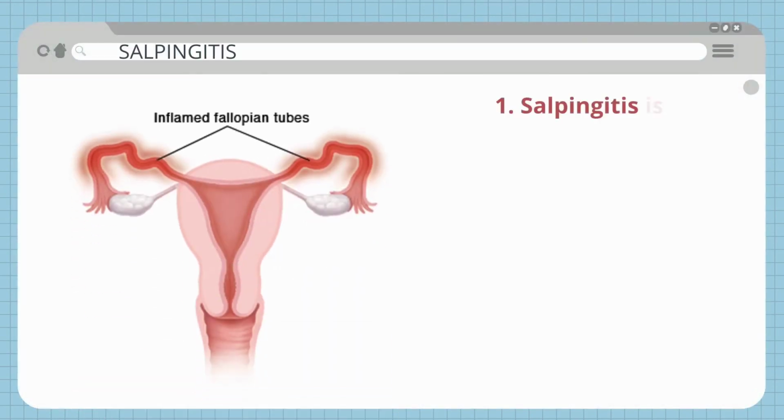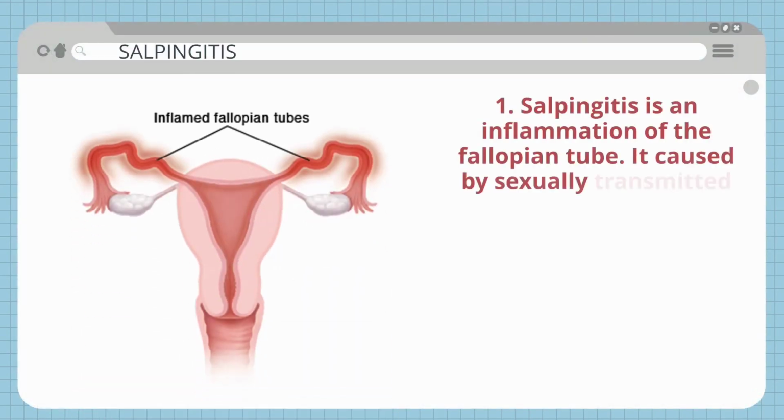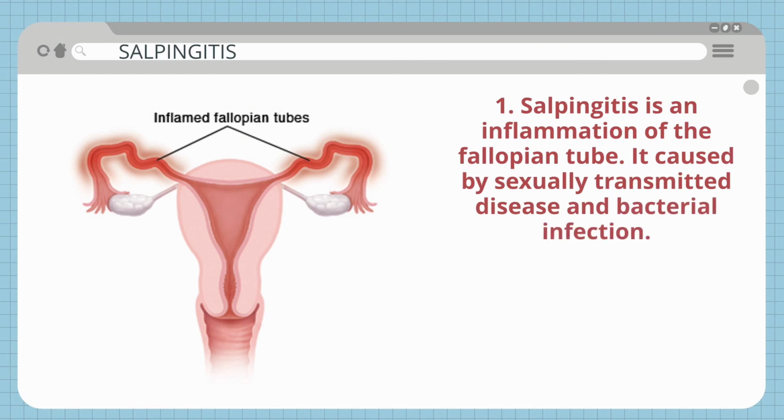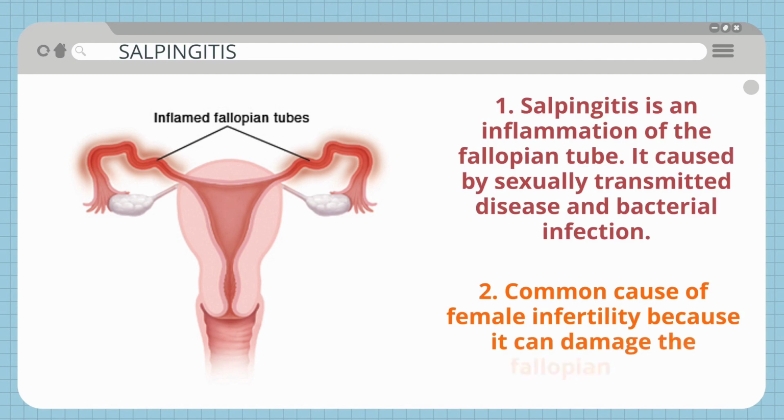Salpingitis. Salpingitis is an inflammation of the fallopian tube. It is caused by sexually transmitted disease and bacterial infection. This condition is a common cause of female infertility because it can damage the fallopian tube.